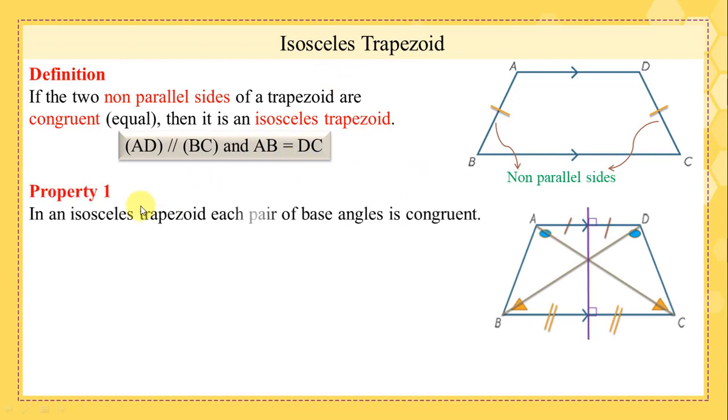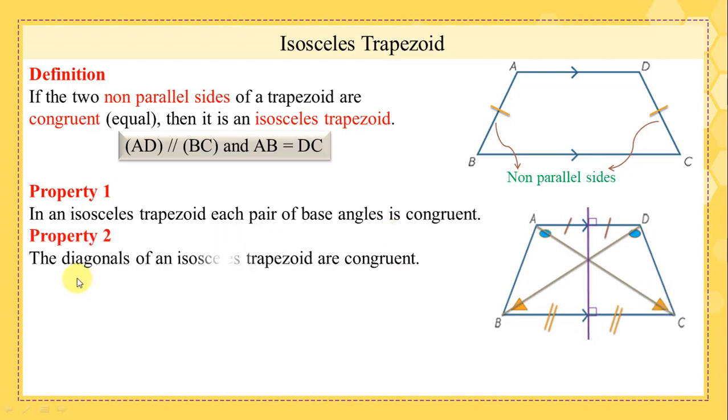Property 1. In an isosceles trapezoid, each pair of base angles is congruent. Here we have the base angles, angle A and angle D are base angles. Also, angle B and angle C are base angles. The base angles of an isosceles trapezoid are equal. So here we have BAD equal to ADC and ABC equal to BCD.